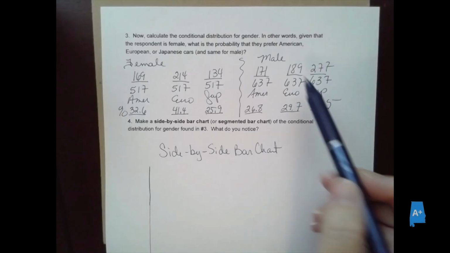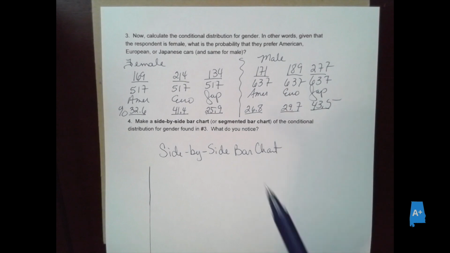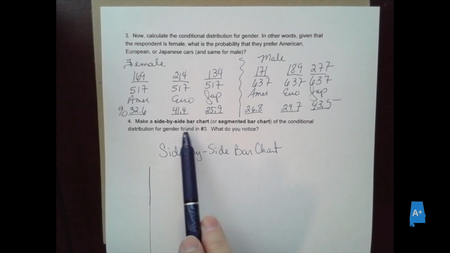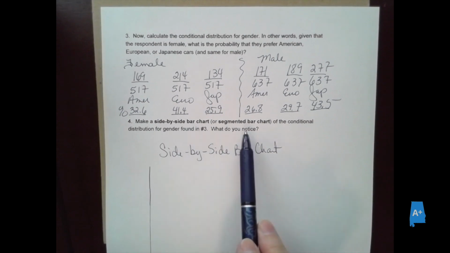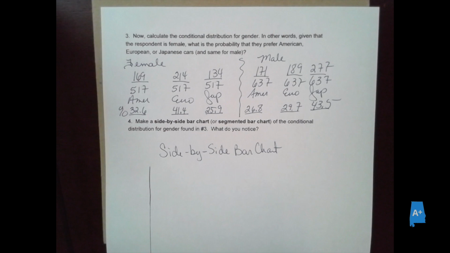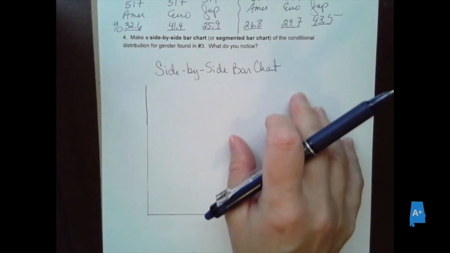Is take this information that we just found and make a side-by-side bar chart. It says to make either a side-by-side bar chart or a segmented bar chart. I'm going to show you what a segmented bar chart looks like in just a minute because you're going to need to do that for homework. It's not tough, but I just want to show you a few things about it. All right, so here we go.